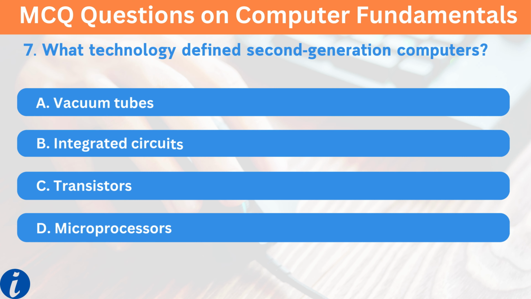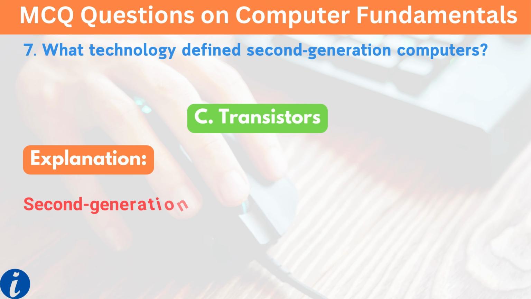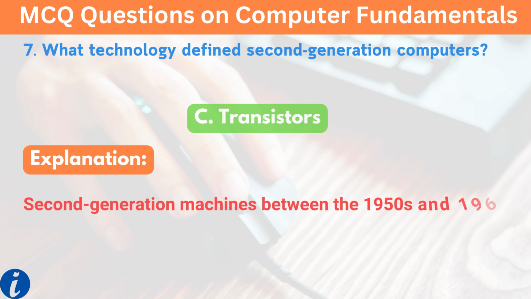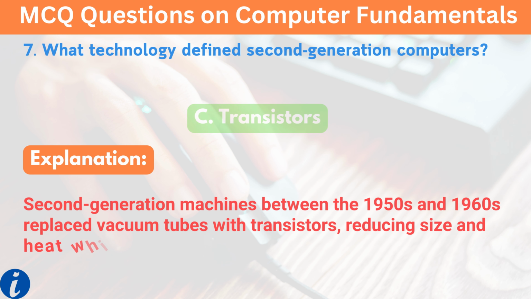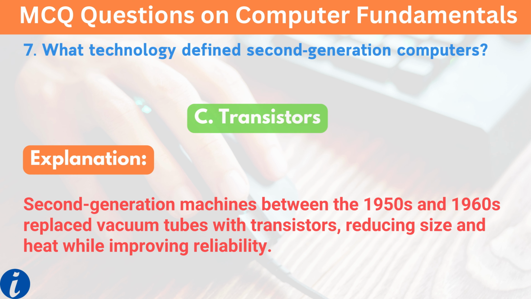7. What technology defines second-generation computers? A. Vacuum tubes. B. Integrated circuits. C. Transistors. D. Microprocessors. The correct answer is C. Transistors. Explanation: Second-generation machines between the 1950s and 1960s replaced vacuum tubes with transistors, reducing size and heat while improving reliability.